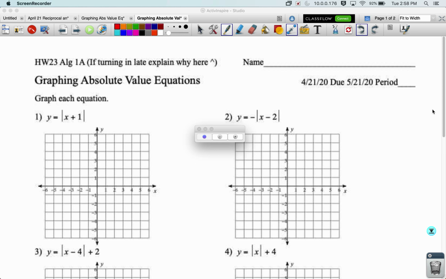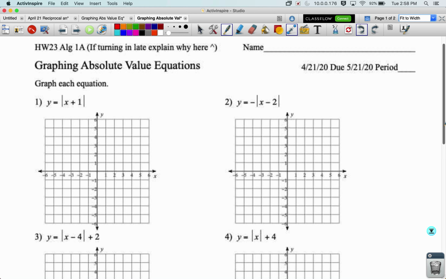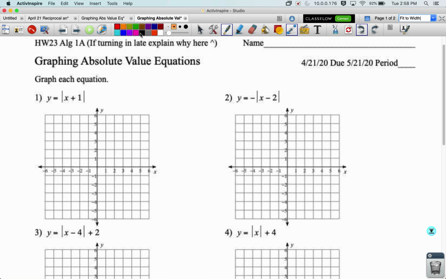Absolute value equations. Let's go ahead and get started with problem number 1. So the first thing we want to do is put a temporary vertex right at the origin. We're going to end up erasing this point after we move it to where it needs to go.